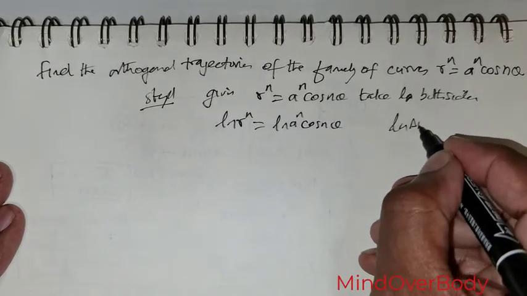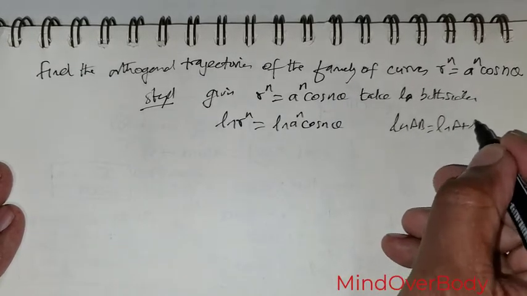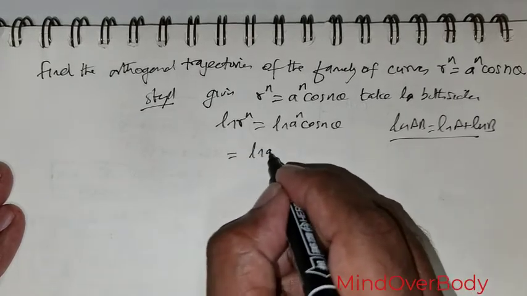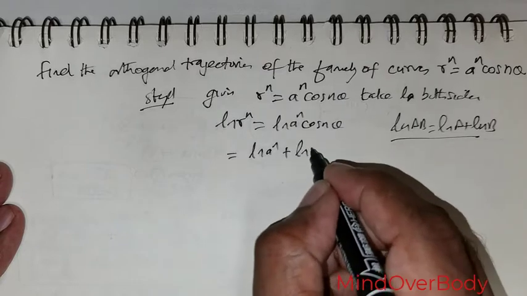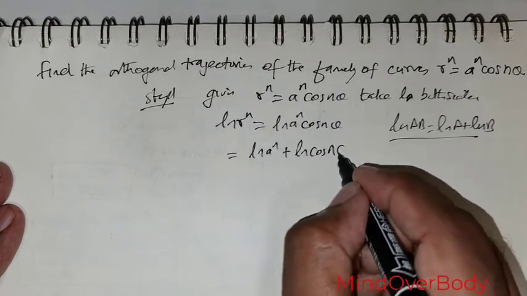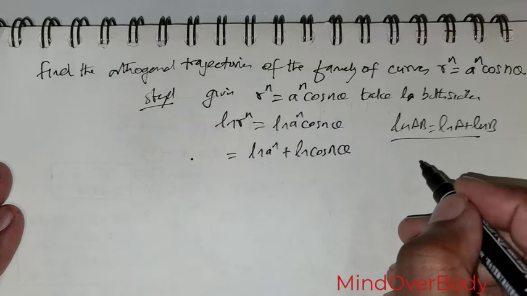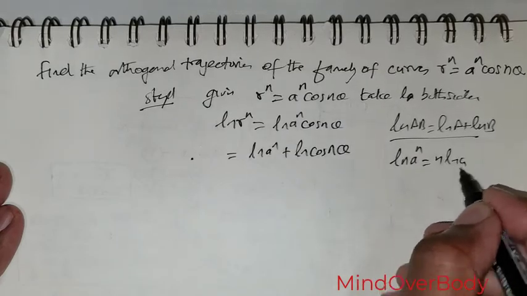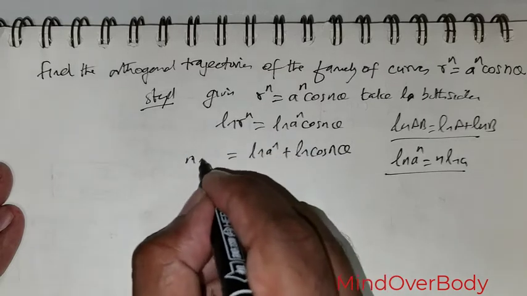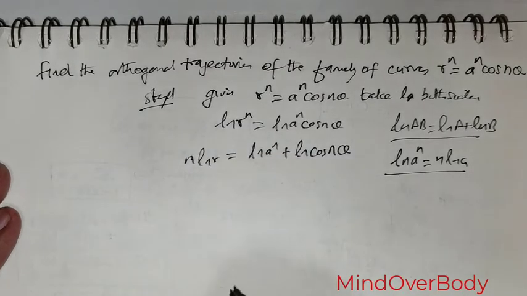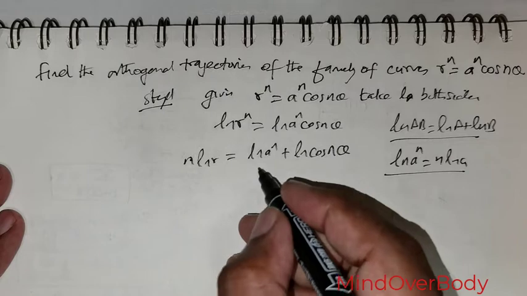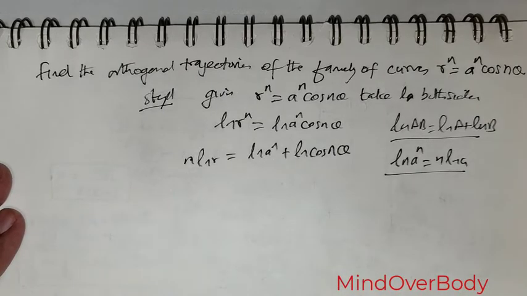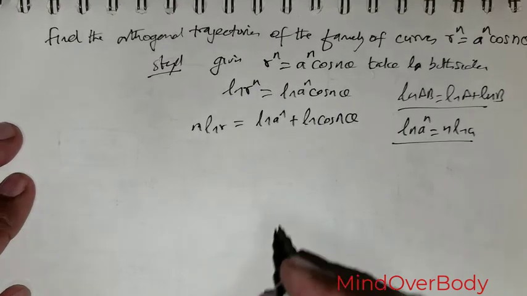Now there is a formula, ln ab is equal to ln a plus ln b. Using this formula, this can be rewritten as ln a^n plus ln cos n theta, and there is also another formula which states that ln a^n is equal to n times ln a. So this is going to be n times ln r. In fact, I can also rewrite this, but there is no point in writing this because this is a constant. It's going to perish.